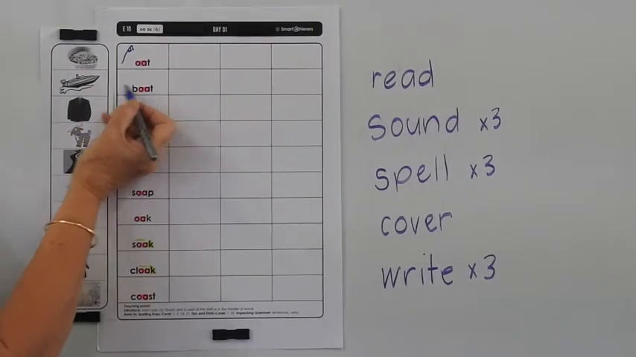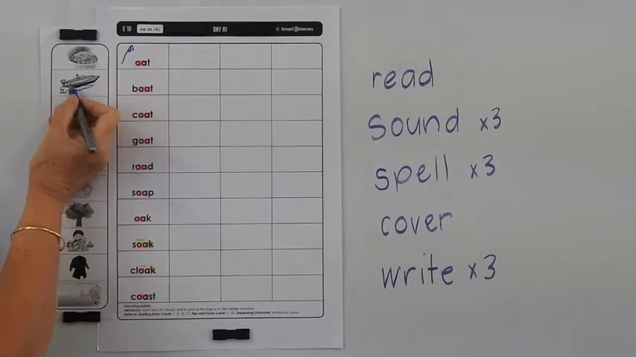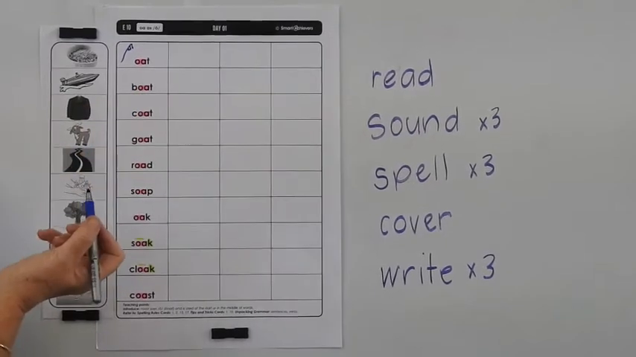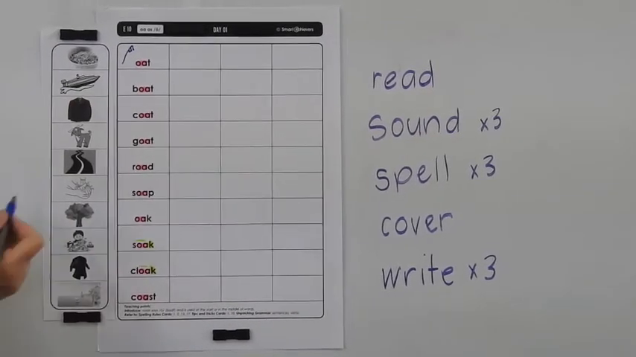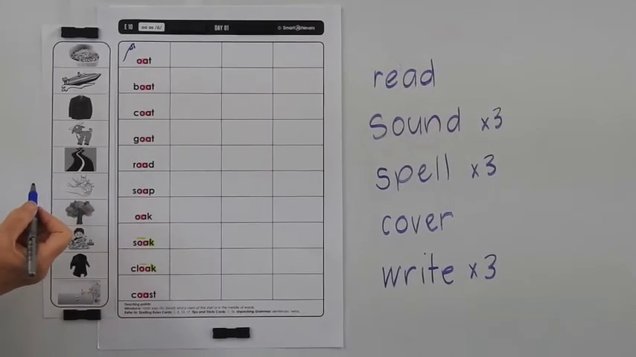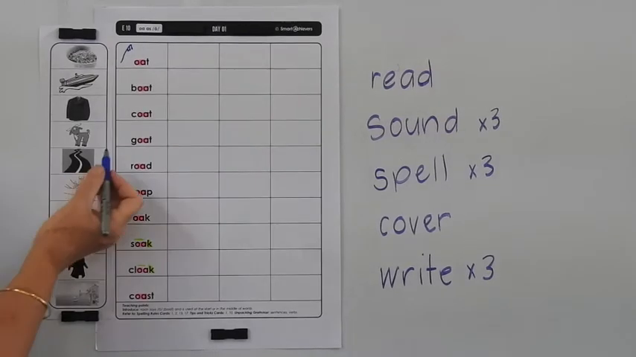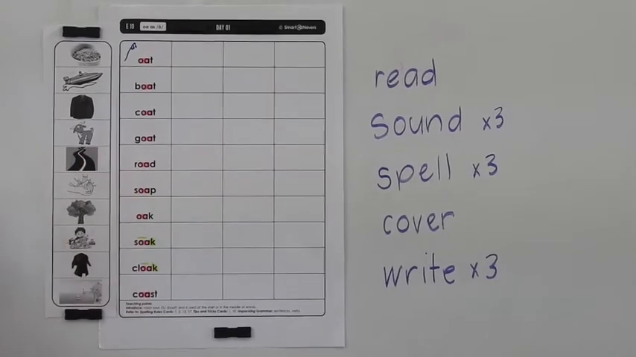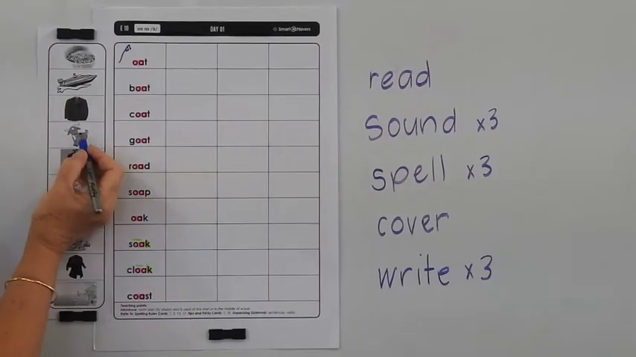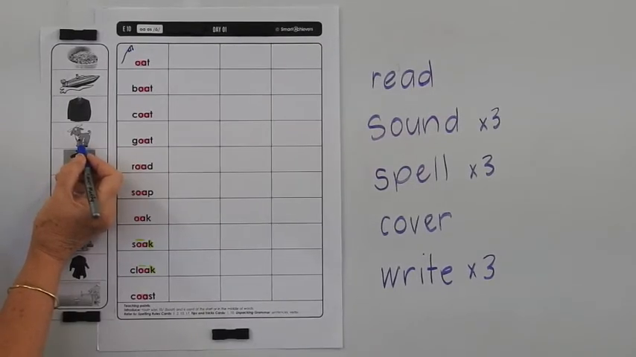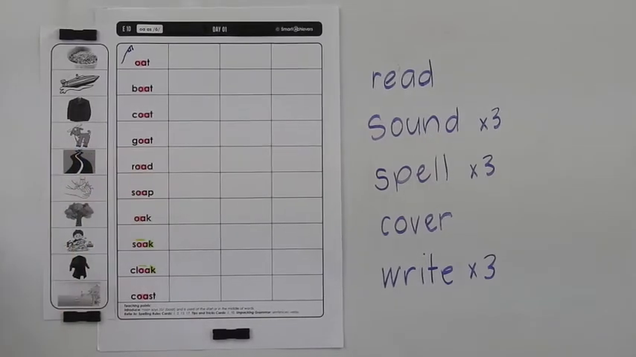A boat is a vehicle or a machine that can go on water, and it can go fast or slow depending on how big the motor is at the end of the boat. A coat is a very warm piece of clothing that you put over the top of all your other clothes to keep you warm and dry. A goat is a type of animal, looks a little bit like some sheep. A male goat is called a billy goat, a female goat is called a nanny goat, and a young goat is called a kid, just like you're called a kid.